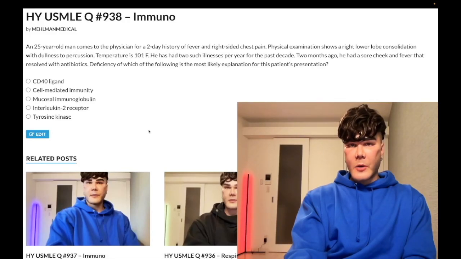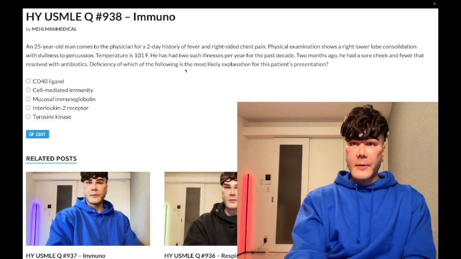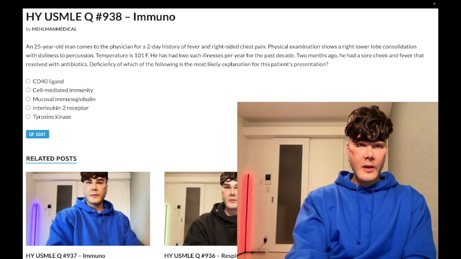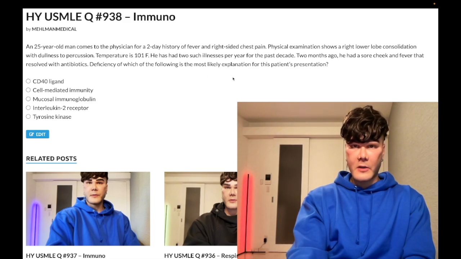How's it going, guys? Past level question for Immuno Step 1 Internal Medicine 2CK. 25-year-old man. He has a 2-day history of pneumonia, and he's had 2 such pneumonias per year for the past decade. And 2 months ago, he had sinusitis that resolved with antibiotics. Deficiency of which of the following is the most likely explanation for the patient's presentation?